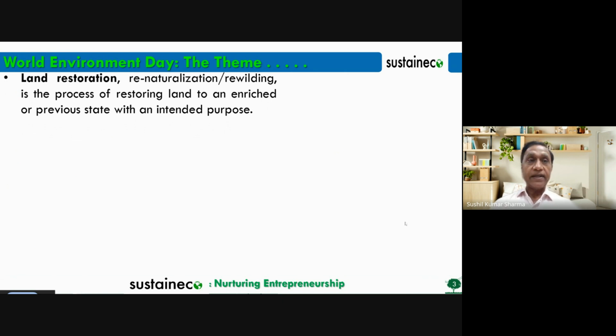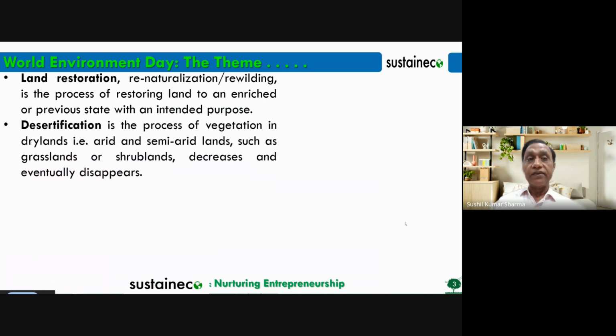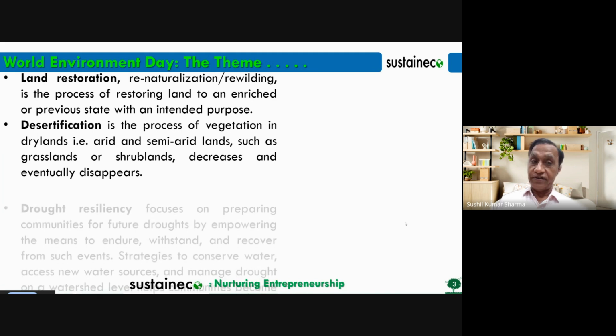Land restoration, also called renaturalization or rewilding, is the process of restoring land to an enriched or previous state with an intended purpose. Desertification is the process by which vegetation in dry lands, that is arid and semi-arid lands, mostly what Rajasthan possesses, such as grasslands or shrublands, decreases and eventually disappears.